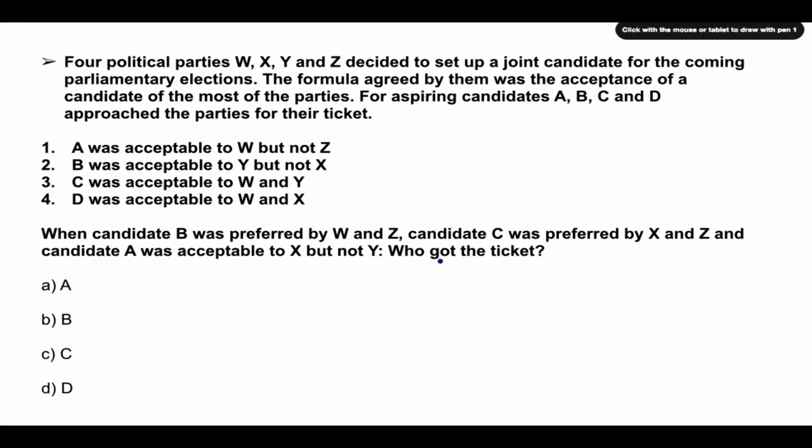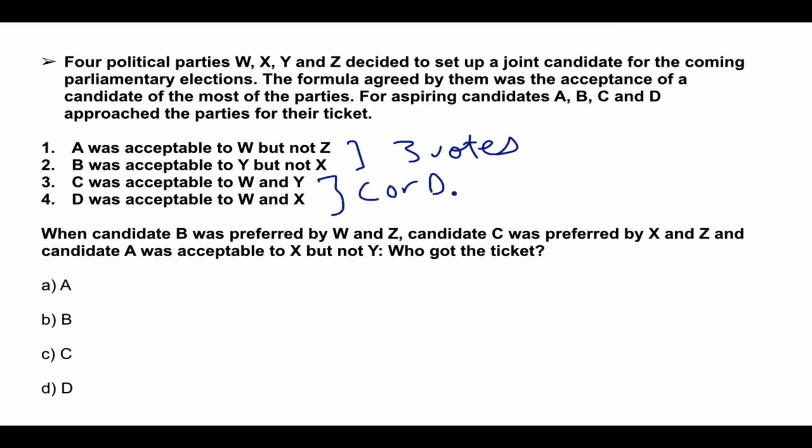4 political parties are there, joint candidates, 4 candidates A, B, C, D. So A is acceptable to W but not Z, B is acceptable to Y but not X. So they cannot have more than 3 votes. Is that understood? Because they are already not acceptable to some of them. So answer will be C or D. Now see the condition. When candidate B was preferred by W and Z, so he is not preferred by X. So B is getting 3 votes. C was preferred by X and Z, but he is already preferred by W and Y, so C is preferred by 4. So answer is C.